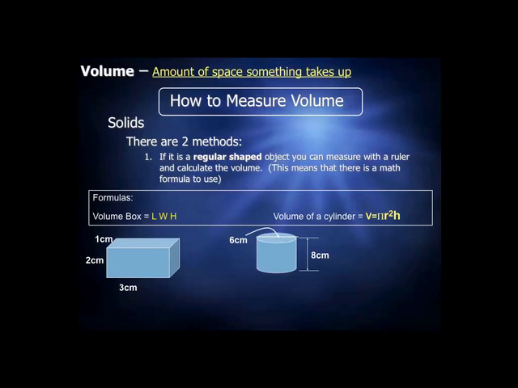If you have a rectangular solid, you could measure its dimensions and then use a formula to calculate its volume. So for a rectangular solid, the formula is length times width times height.